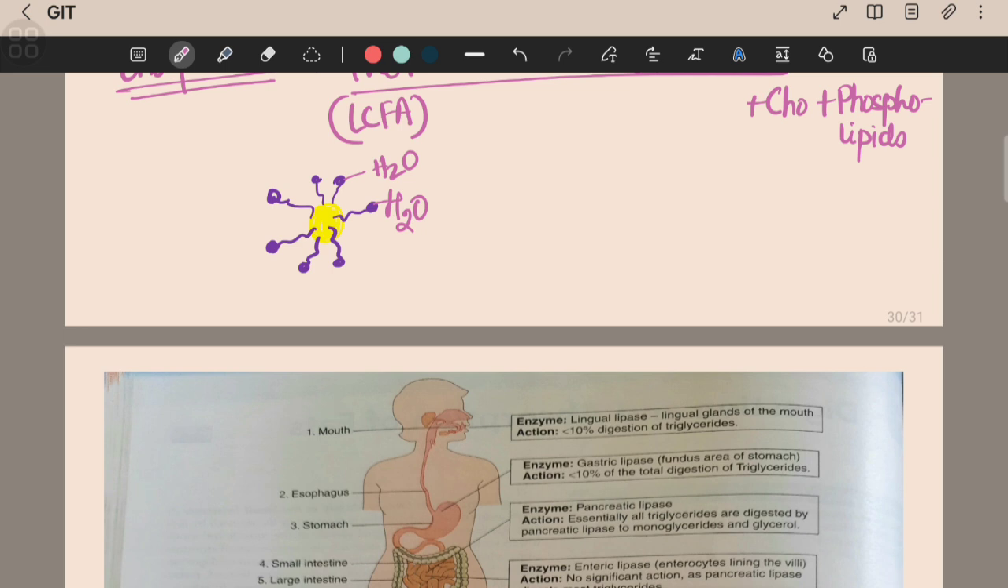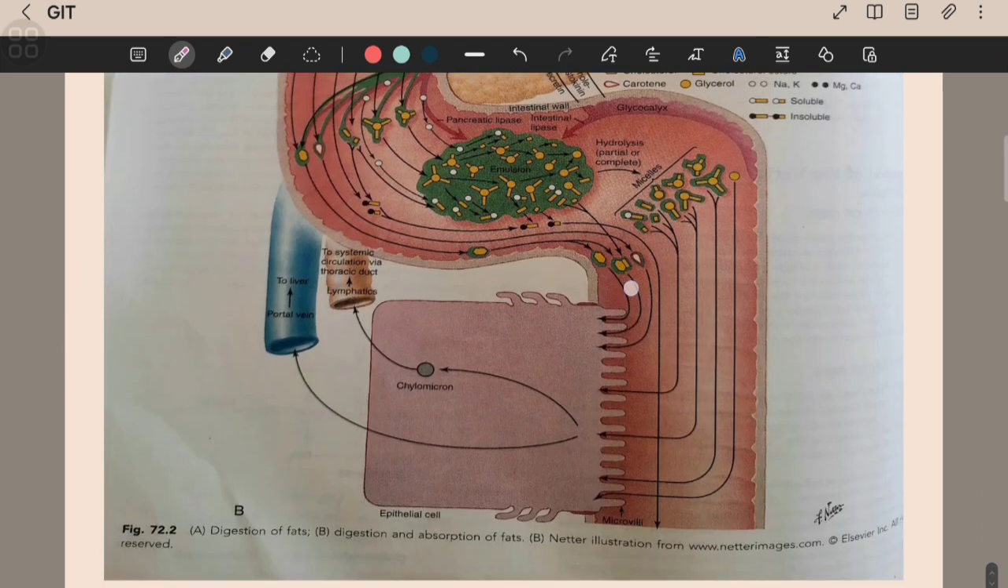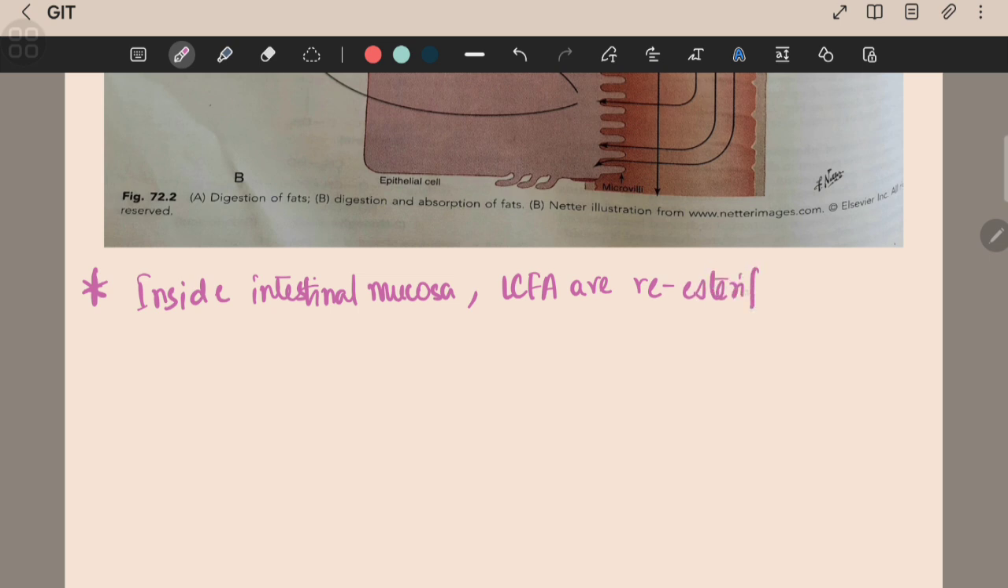The enterohepatic circulation of bile salts, I have already discussed, how the bile salts were produced and the re-excretion of the bile salts. Now re-esterification inside the mucosal cell: once inside the intestinal mucosal cell, the long chain fatty acids are re-esterified to form the triglycerides, okay. The fatty acids are first activated to fatty acyl coenzyme A by acyl CoA synthetase or thiokinase.